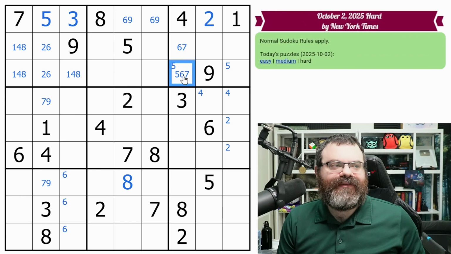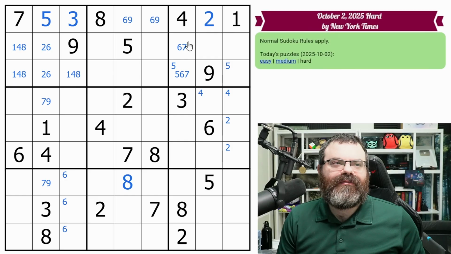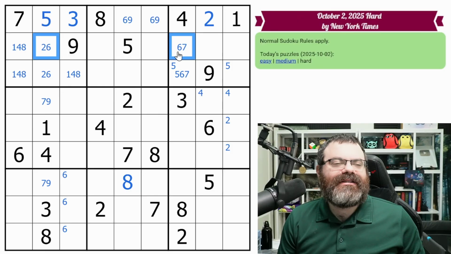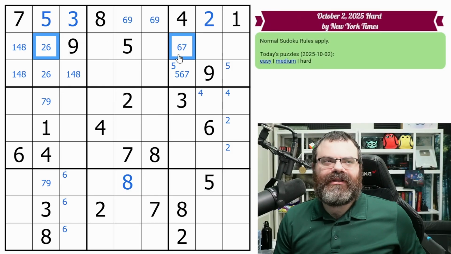This is 5, 6, 7. I don't think we can do anything with that yet. All right. One thing we may be asking ourselves, and it's usually not true, but when it is true, it's very handy. But what we might ask is, do we have a 2, 6, 7 triple in this row?